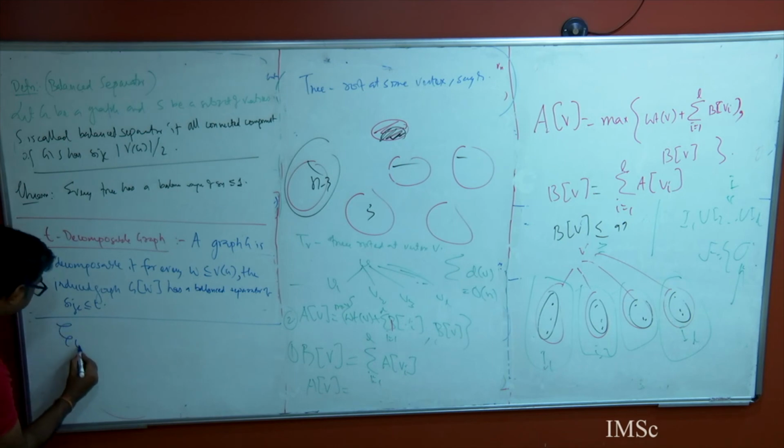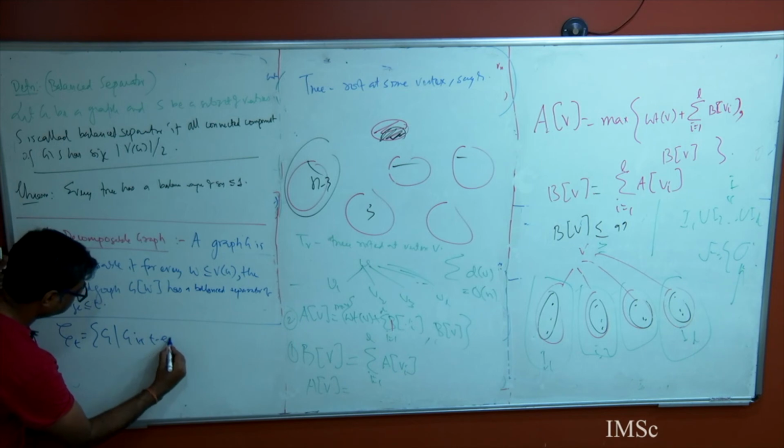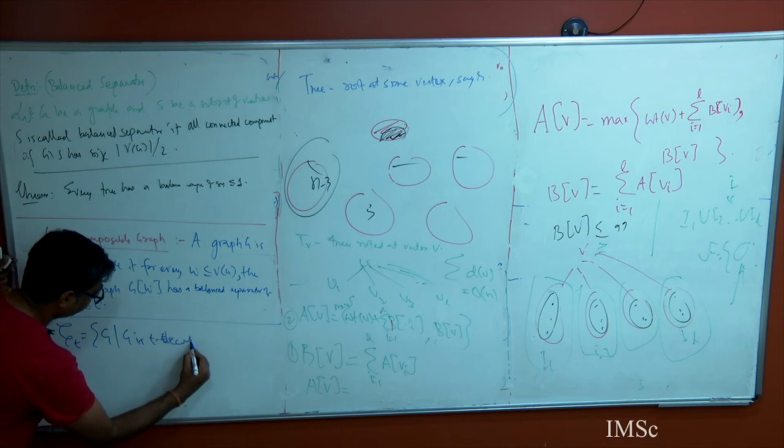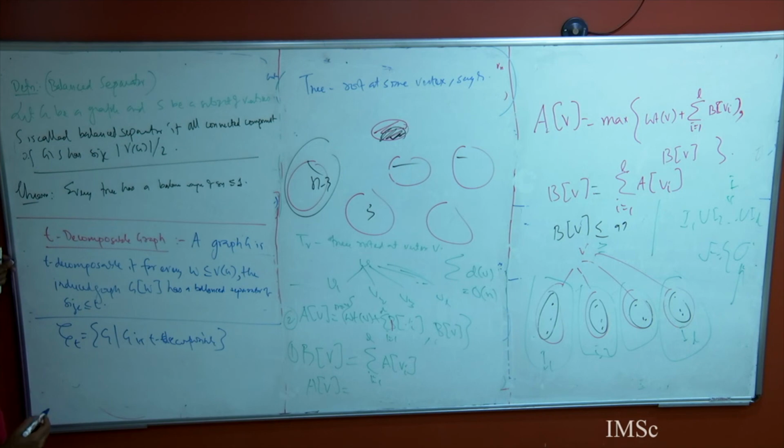So let's call it zeta_t if G is t-decomposable. And so zeta_1 contains all trees. Okay, so let's stop here.